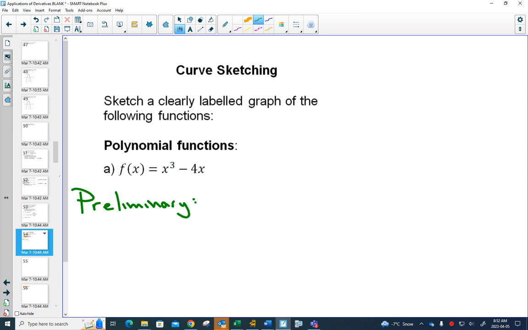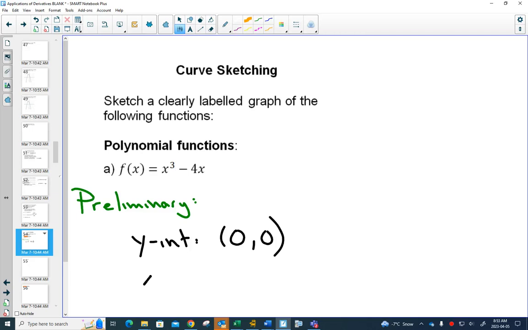Okay, so in my head, I think, okay, I need to do my preliminaries. That's going to be my x-intercepts and y-intercepts. Y-intercept is always the easiest one to start off with. Plug in 0. And you would get 0 for y.